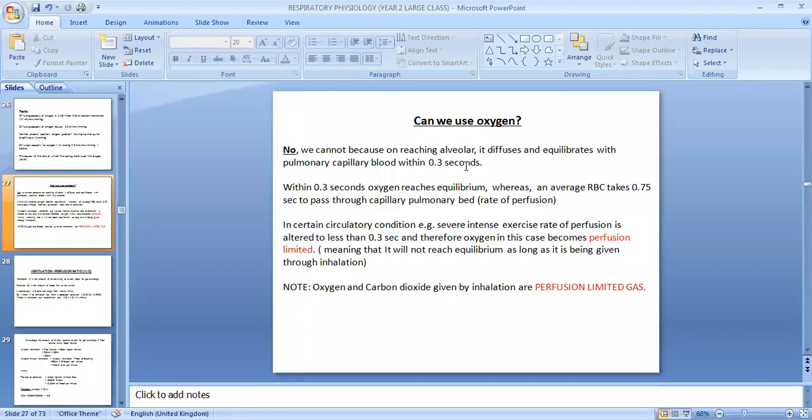And for this reason, therefore, let me read for you this statement. In certain circulatory conditions like severe intense exercise, the rate of perfusion is altered to less than 0.3 seconds. When you are doing exercise, this 0.3 seconds, which we are seeing at the normal resting condition, that oxygen takes to diffuse and equilibrate with pulmonary capillary blood, it becomes even less than 0.3 seconds, and therefore oxygen in this case becomes perfusion limited. What does that mean? It means that it will not reach equilibrium as long as it is given through inhalation.